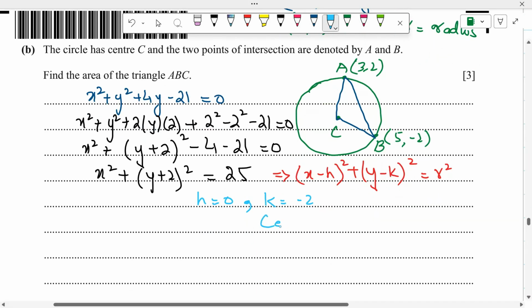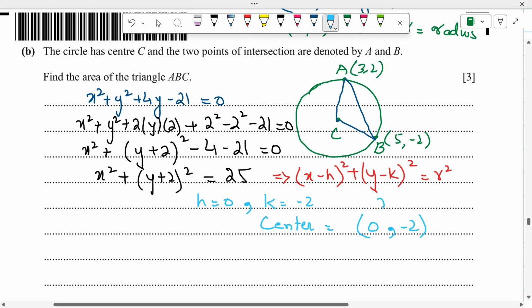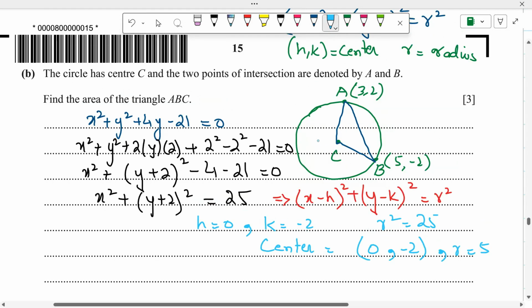So the center is 0 comma negative 2, and we have the radius square, which is 25. So r square is 25, so we can say that the radius is 5. So we have the coordinate of C, which is 0 comma negative 2.